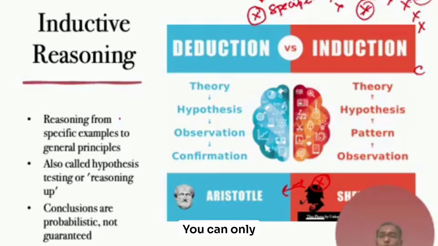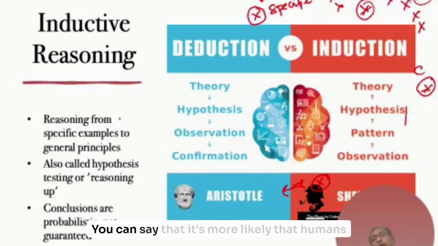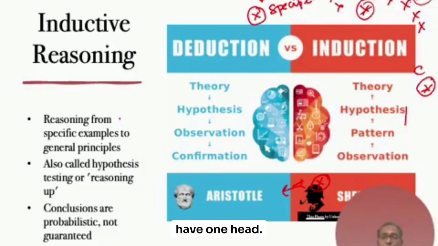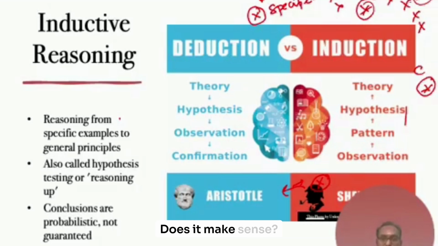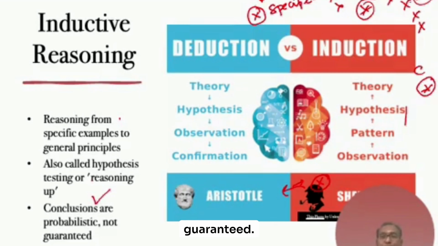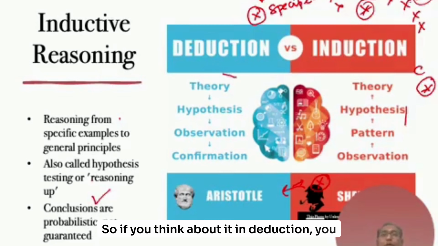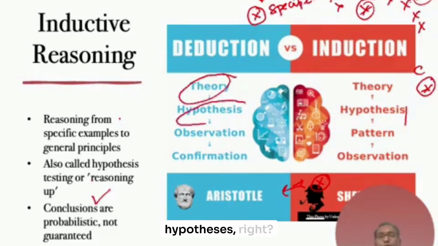You can only make conclusions that are probabilistic. You can say that it's more likely that humans have one head. It is more likely that the sun always rises from the east. Does it make sense? Okay, so conclusions are probabilistic, not guaranteed. If you think about it, in deduction, you have general information, which are like theories, hypotheses, right?